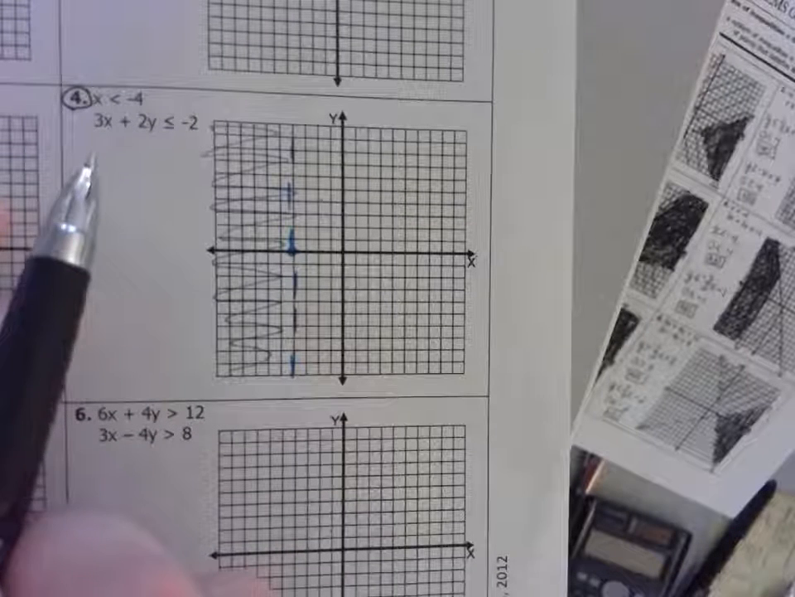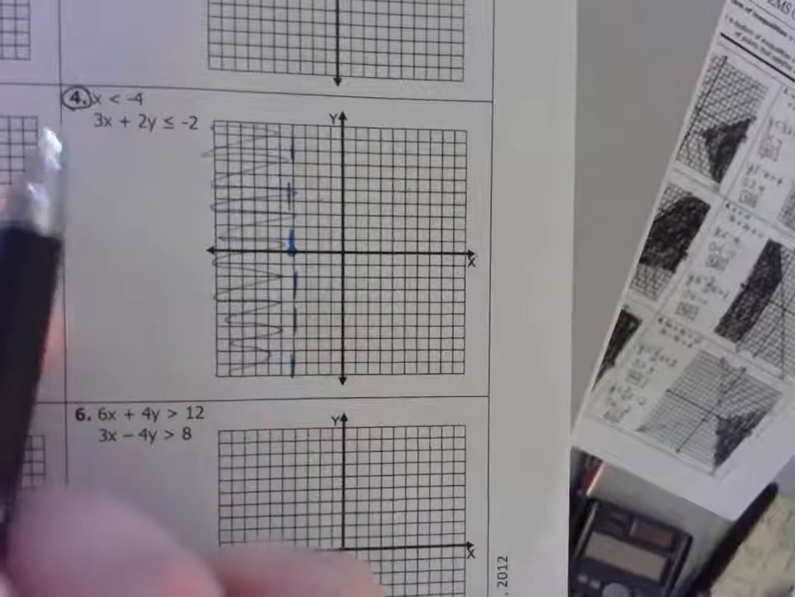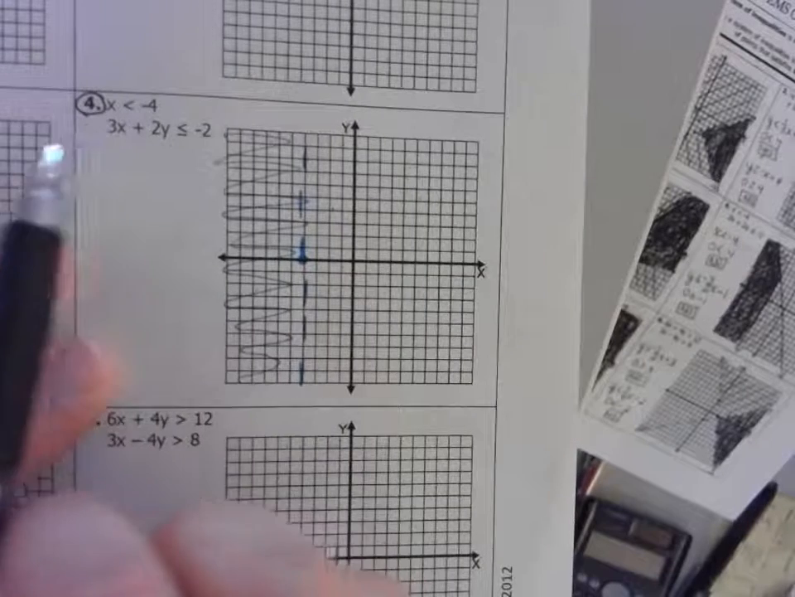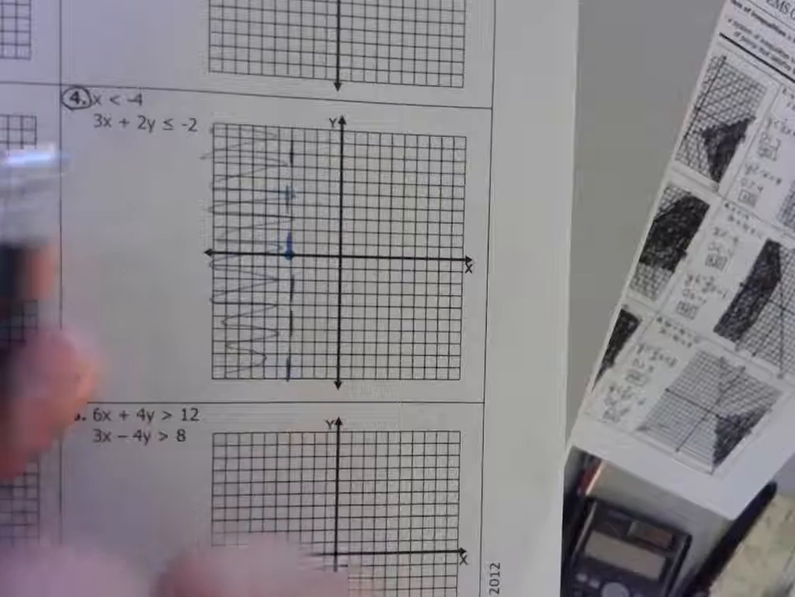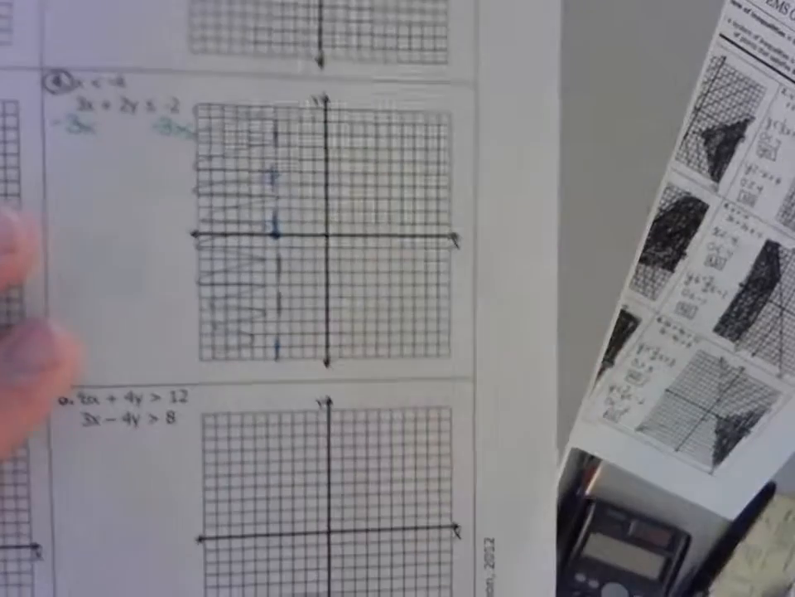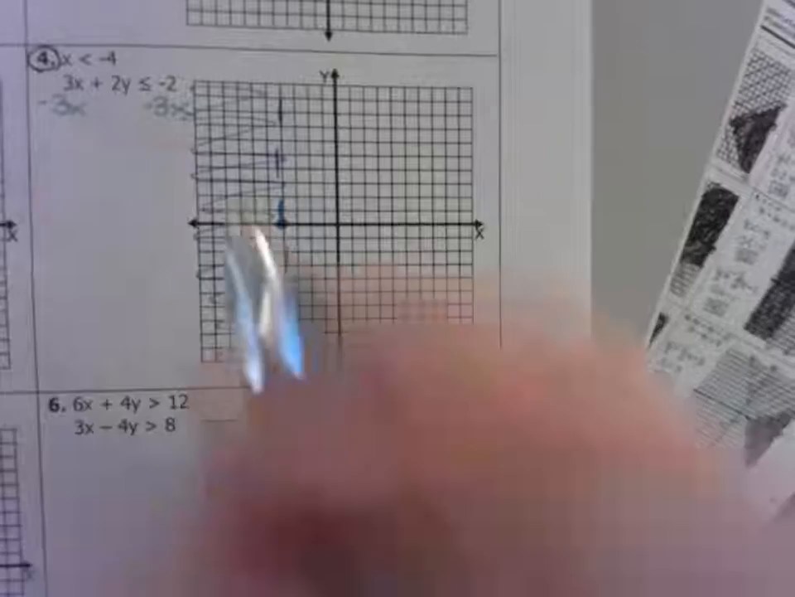3x plus 2y is less than or equal to negative 2. Now what form is this in? Standard. So I need to solve this equation for y. What do I do to solve this for y? Subtract 3x. Minus 3x, just like we did Friday. So nothing is different except we're just doing it twice. So we're going to subtract 3x.